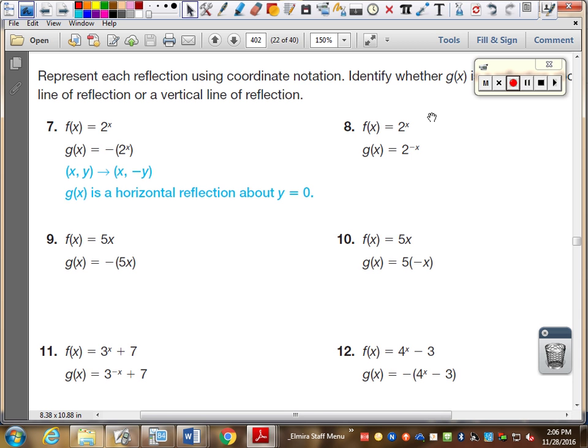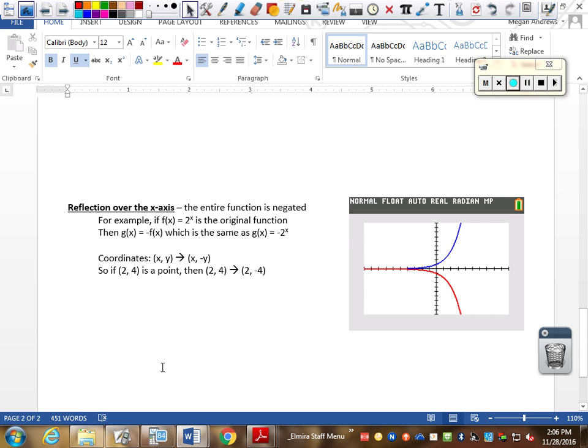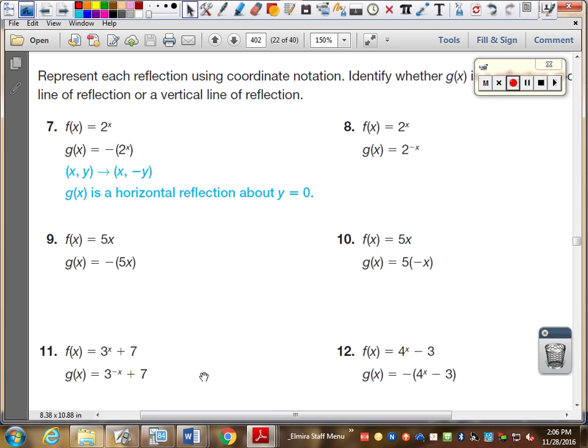In the next section, you're going to do the coordinate notation and you're going to say what kind of reflection it is. Here again, I'm going to encourage you to use this sheet. It has this information on it. Okay, so what I'm seeing is that just the x has a negative sign. When just the x has the negative sign, that means my x is going to be negated in the coordinate rule.